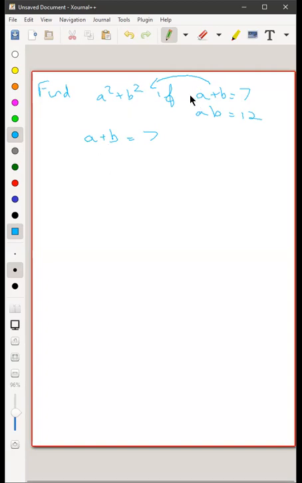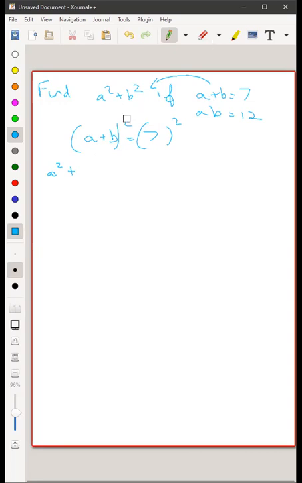A plus b the whole thing square, a squared and b squared. So if I square this, will I get a squared plus b squared? Yes, sir. Okay, so a plus b the whole thing square is equal to 7 the whole thing square. Aryan, we always expand the left hand side and the right hand side.